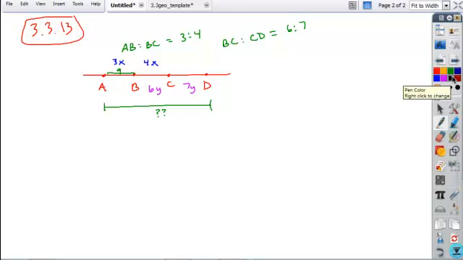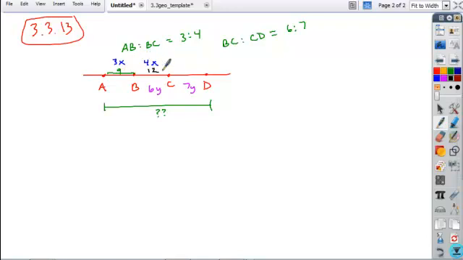Based on the fact that AB is 9, what's our common multiplier x going to have to be in this case? 3, right? So we know that x is 3, so if this is 3 times 3, BC is going to be 3 times 4, which is 12.